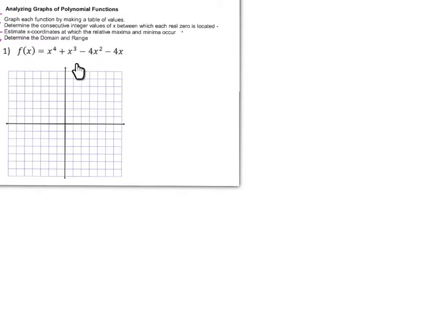So the very first thing you want to do, before you even make the table of values, is look at your function and sketch what it should look like. So this says f of x is equal to x to the fourth plus x to the third minus 4x squared minus 4x.